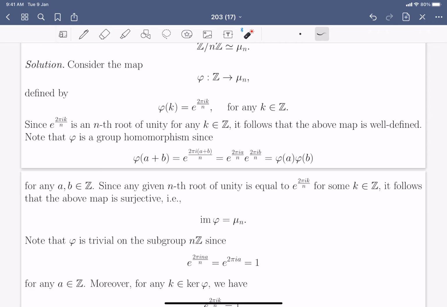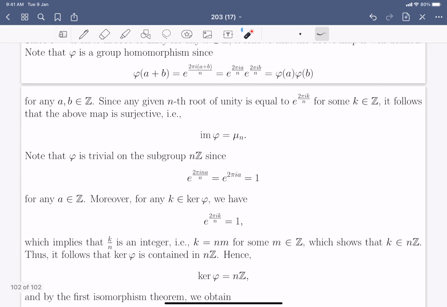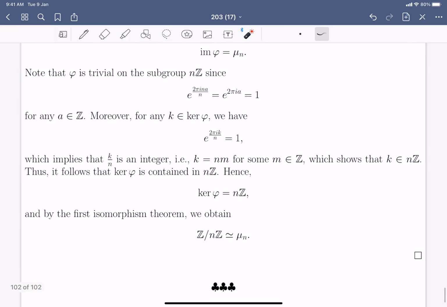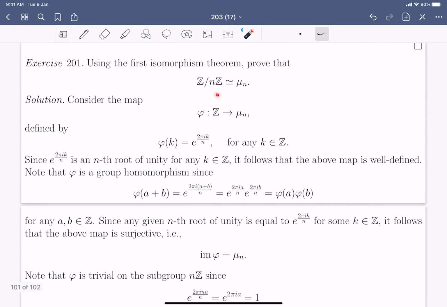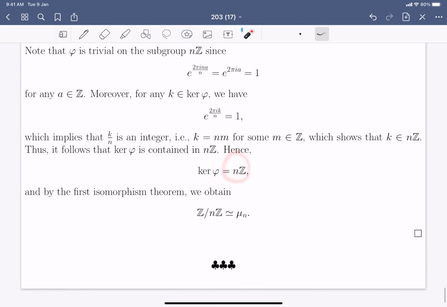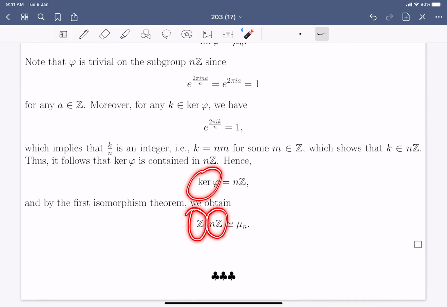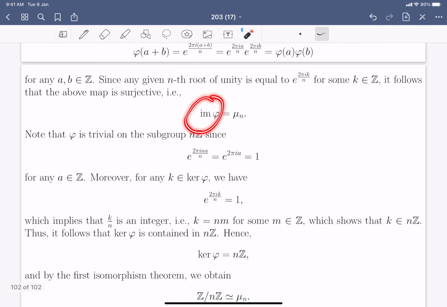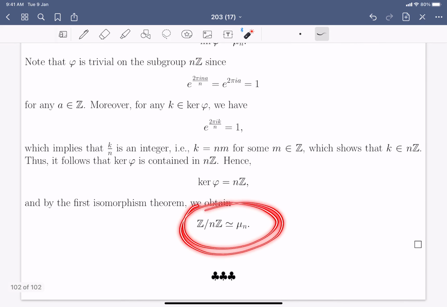Now one can see that this map phi is trivial on the subgroup nZ, and also that if you take an element from the kernel of phi, it has to lie within nZ. So it follows that the kernel of phi is equal to nZ, and by the first isomorphism theorem, the group G modulo the kernel of phi, which is nZ, is isomorphic to its image, which is equal to mu_n. So you have established this isomorphism as an application of the first isomorphism theorem.